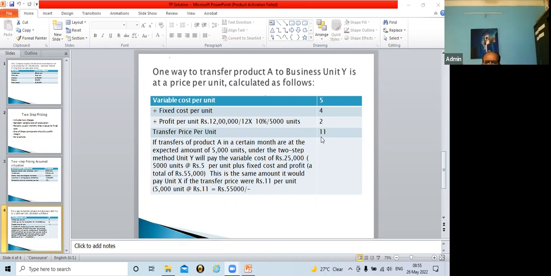Maybe in our next session, we will start the next unit, unit number 3, that is capital expenditure proposal. That we will start.